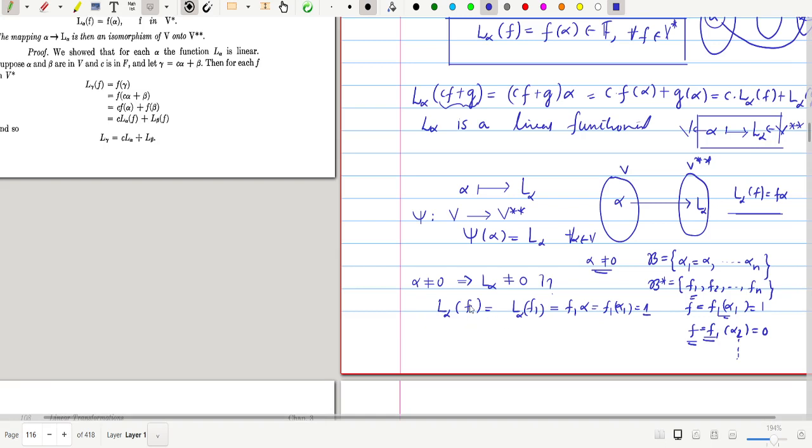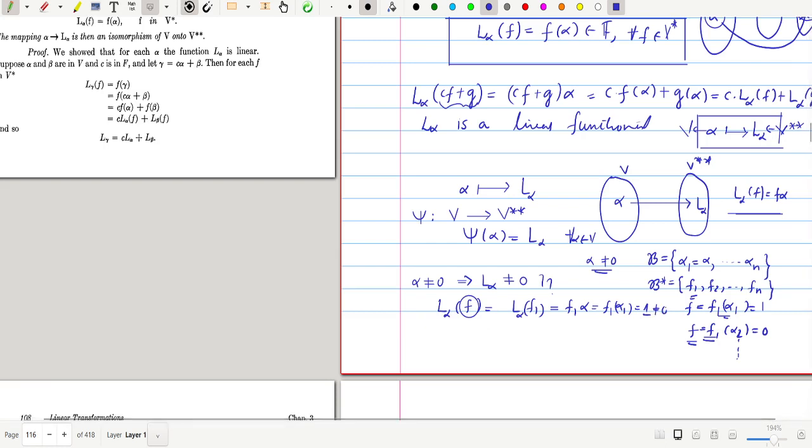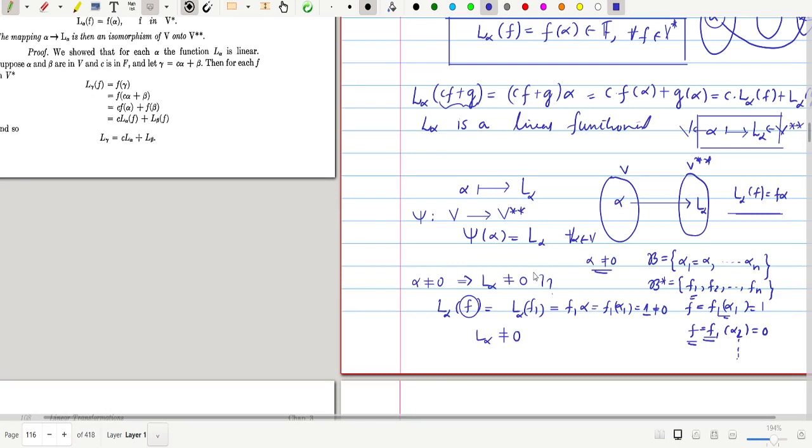This shows that there exists at least one element whose image is non-zero. Therefore, this L alpha is itself a non-zero function. Okay, this L alpha is in fact a function from this V star to F. Then there should exist an element in V star whose image is non-zero. Therefore, the L alpha function itself is a non-zero function. Then whenever alpha not equal to 0, then L alpha not equal to 0.